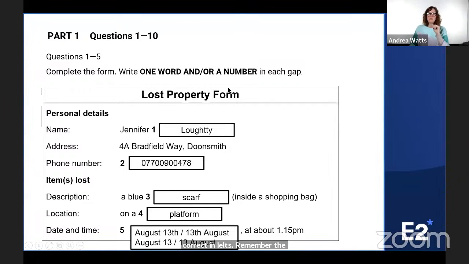Remember the instruction to write one word and or a number. So in question 5, you can see why. August is one word, 13th is a number. So we have one word and a number. If it said one word only, you wouldn't be able to write the number.